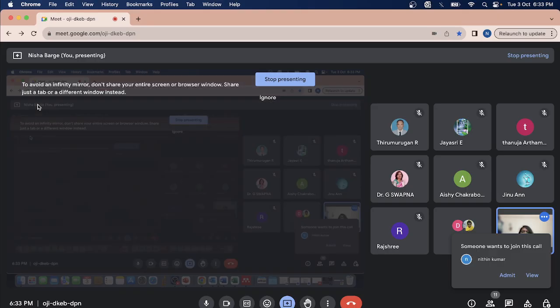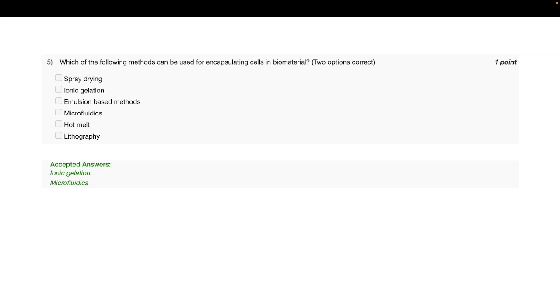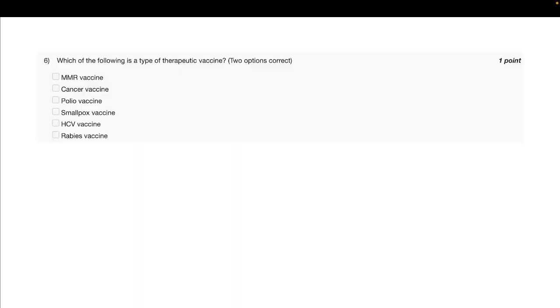Is this clear? Okay, then let's move on towards the next question. The next question is, which of the following is a type of therapeutic vaccine? And we have to choose two correct options, and these are your options. So if anybody knows the answer, let me know.